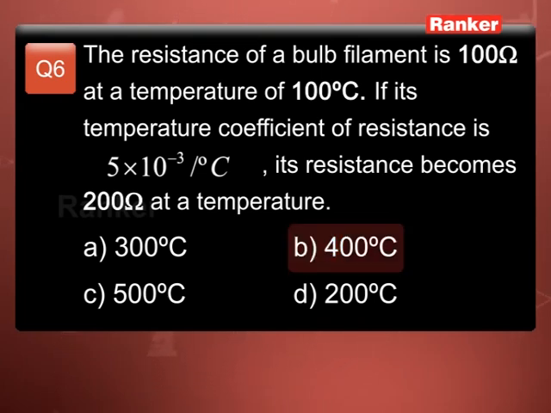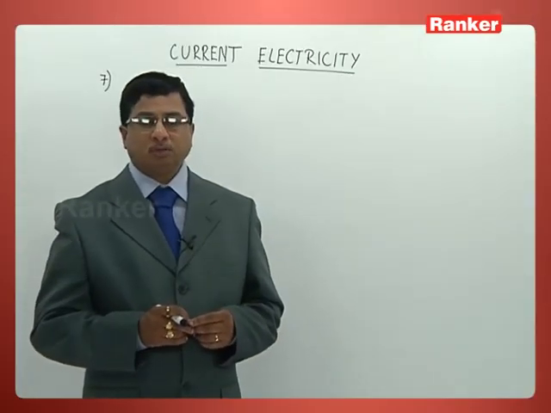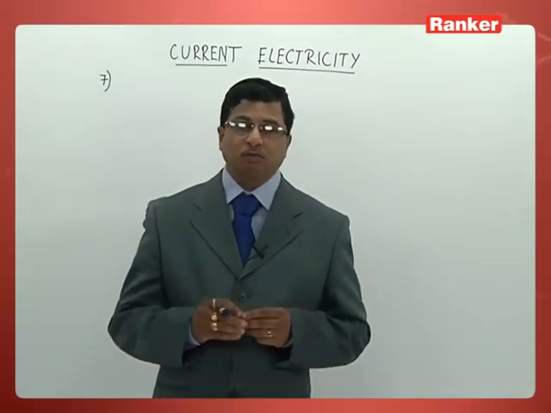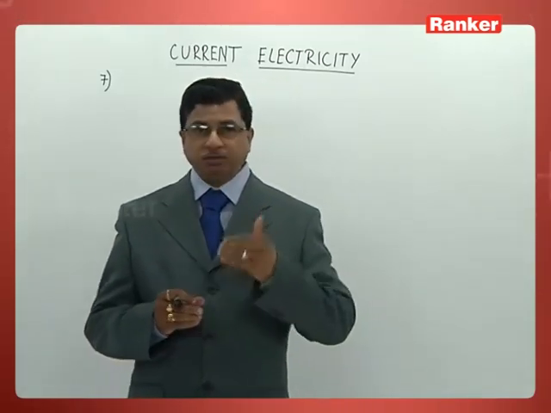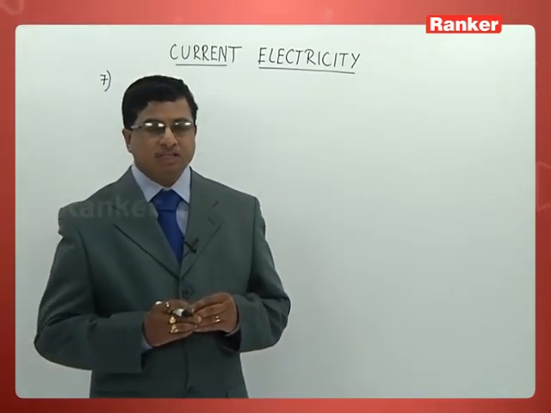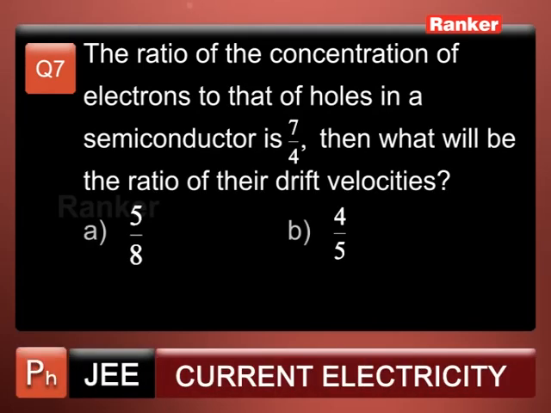This is question number 6. Let us switch over to problem number 7. Altogether a different model question. One of the best problems ever we find generally. 7th question, let me read out the problem first. The ratio of the concentration of electrons to that of holes in a semiconductor is 7/4. Then what will be the ratio of their drift velocities?